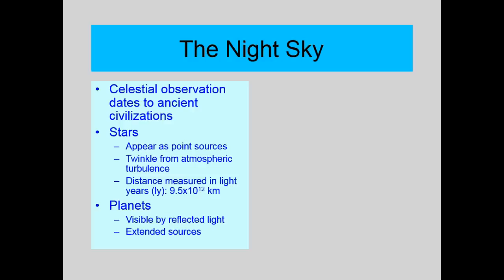They're there. You just don't see them, okay? But when you can see them, they appear as point sources. So even if you have a set of binoculars, they still look like a point source. If you have a telescope, they look like a point source. If you have the Hubble Space Telescope, the strongest, the most powerful, they still look like a point source because they're that far away. Okay?